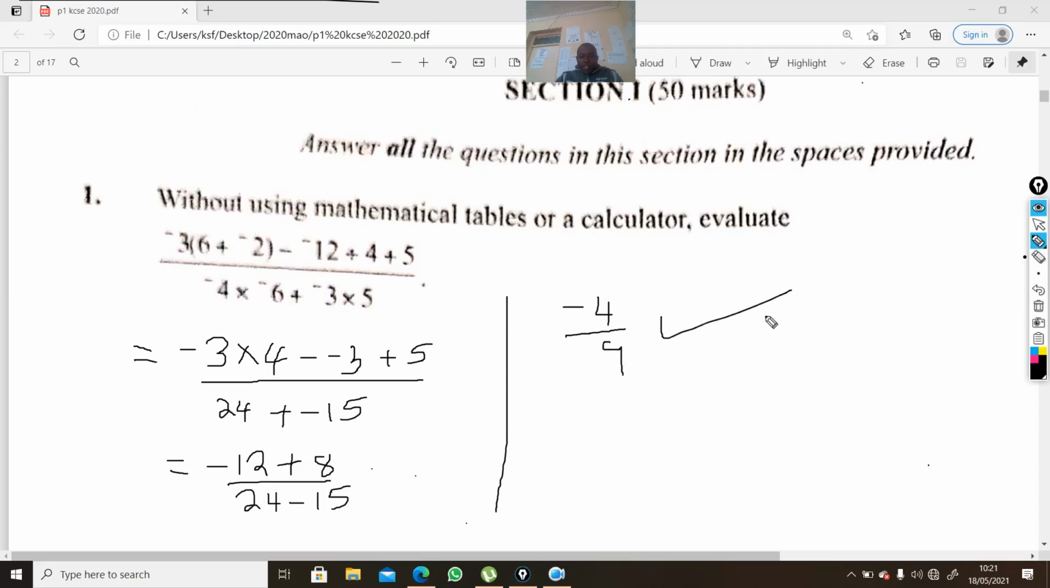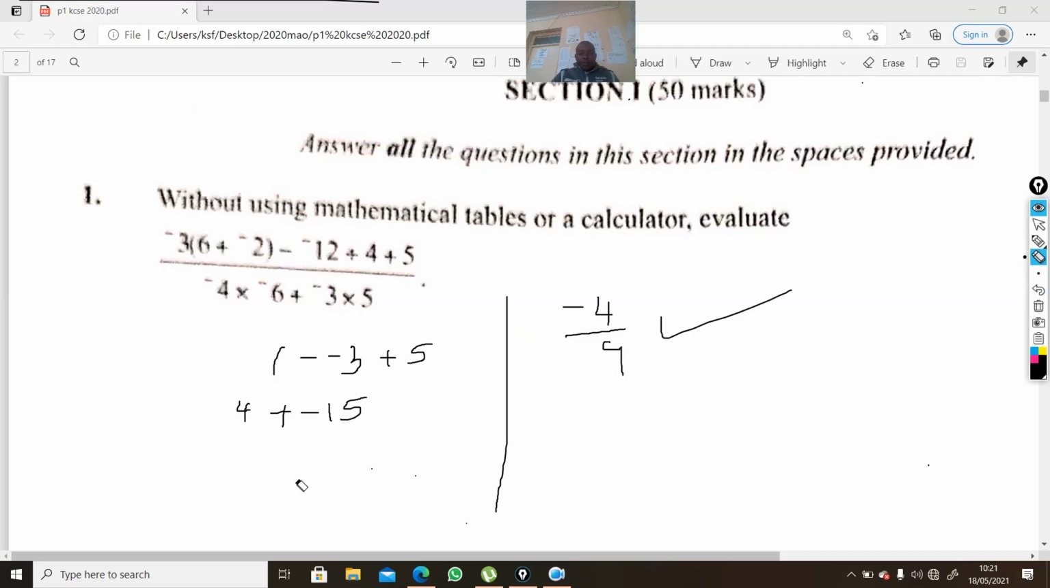So you realize this is the answer. You have to leave it at that level. So you could use a calculator but not show that you've used it. That's what you are required to do. Then we move to question number 2 and see what you are required to do there.